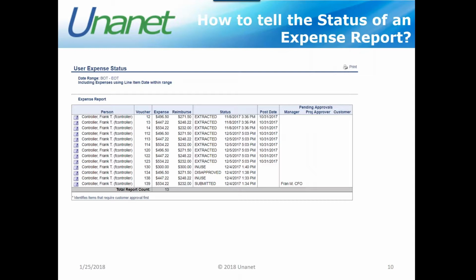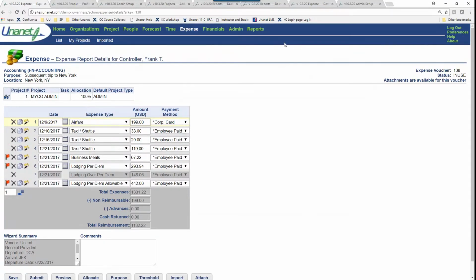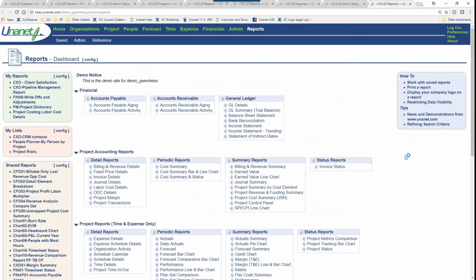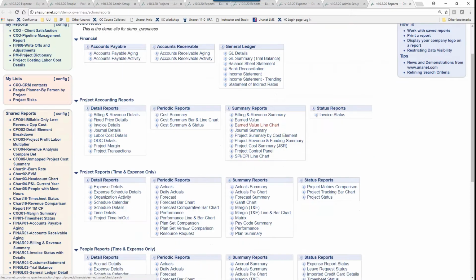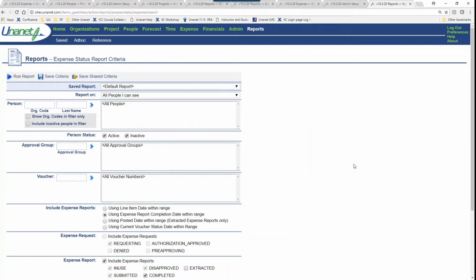So there's another version of this report that is from the perspective that a manager would run it. So let's go over to Uninet just real quick. And I'm going to go ahead and open up my reports dashboard over here. If I'm a manager, I probably want to look at the people reports. So I'm going to look at my people expense status, report status.